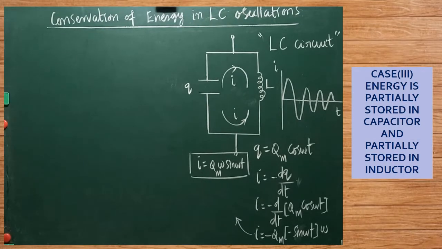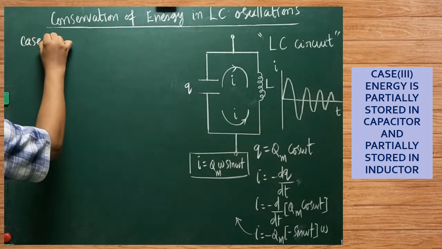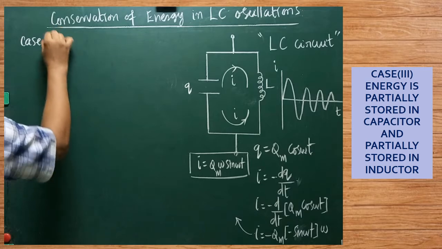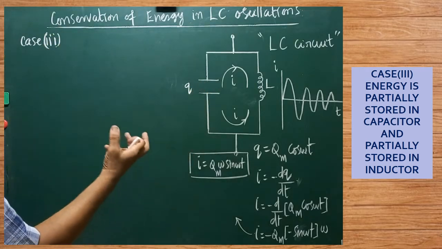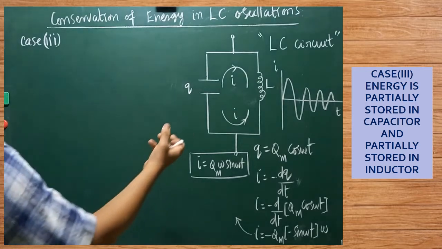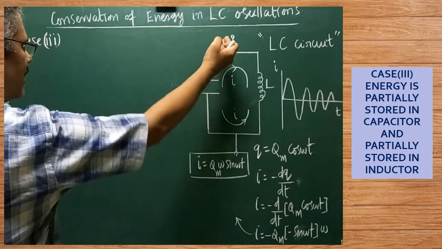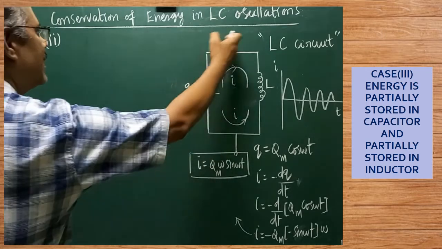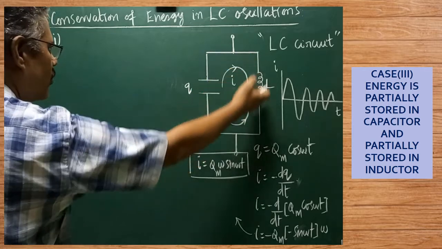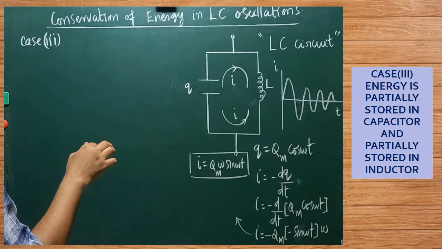Now we are going to see the third case. In the third case, we are going to learn how the energy is conserved in the intermittent case. Sometimes, when the charges are slowly discharged, some amount of charge may also be there in the capacitor, and in the meantime current may also be flowing through the inductor. So in those cases, we have to calculate the total energy.